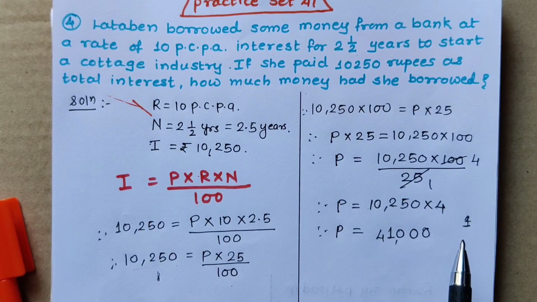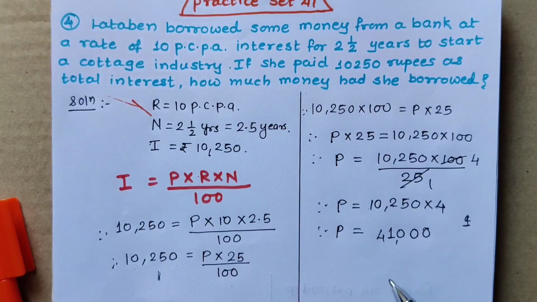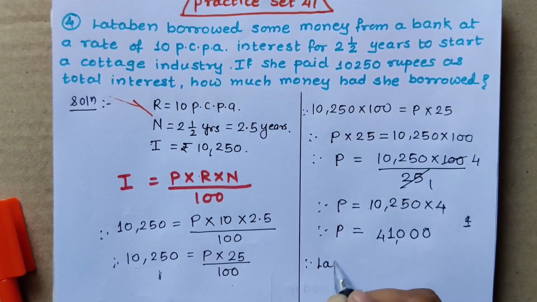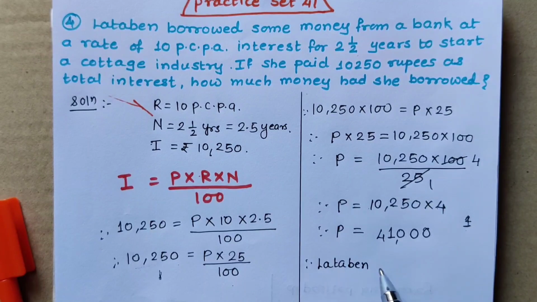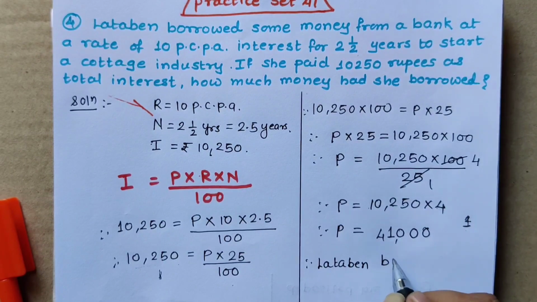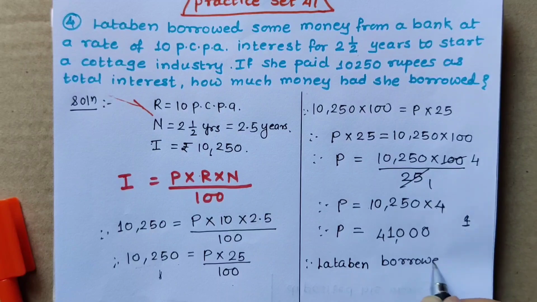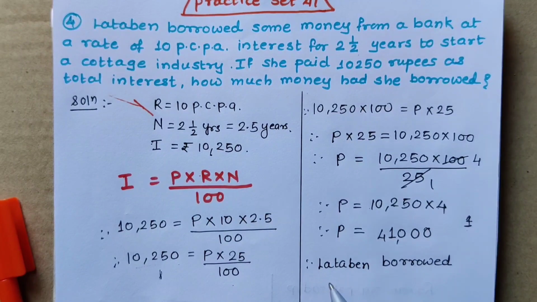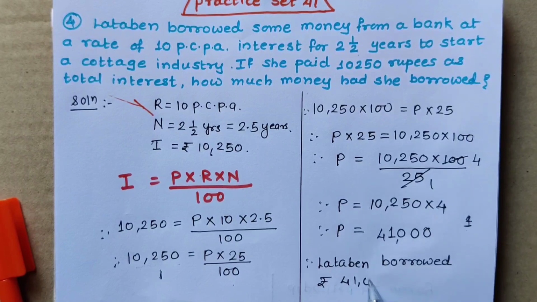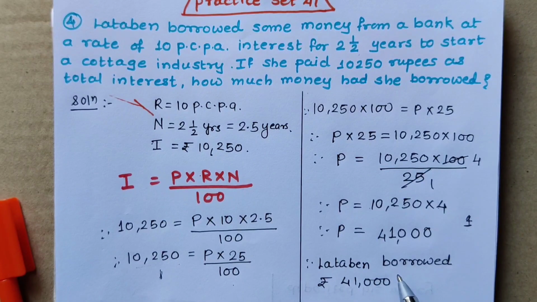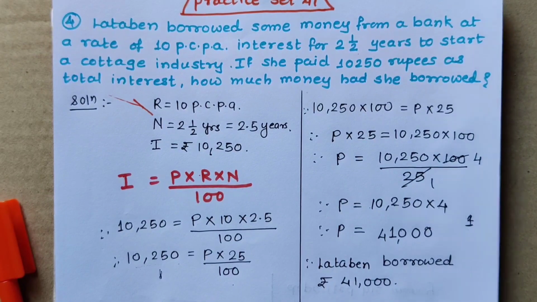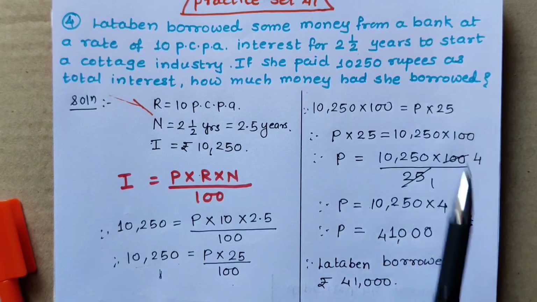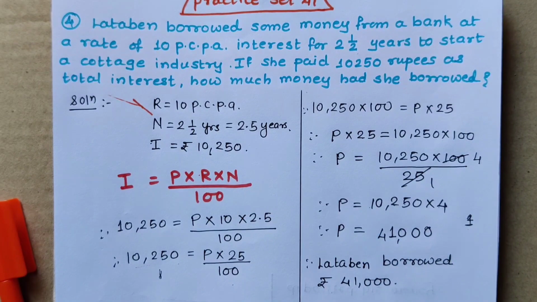Principal was 41,000 rupees. So write the answer. Therefore, Lata Ben borrowed rupees 41,000, that much only. You can write the answer statement that much only. How much money had she borrowed? So Lata Ben borrowed rupees 41,000. In this way we have to solve the sum.